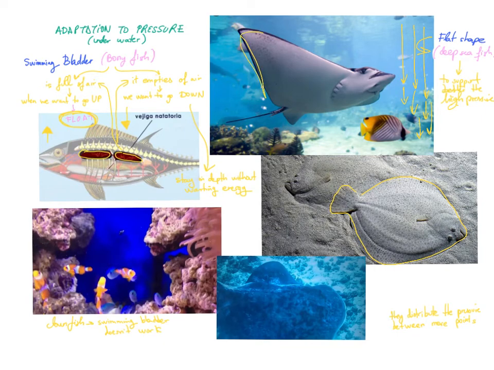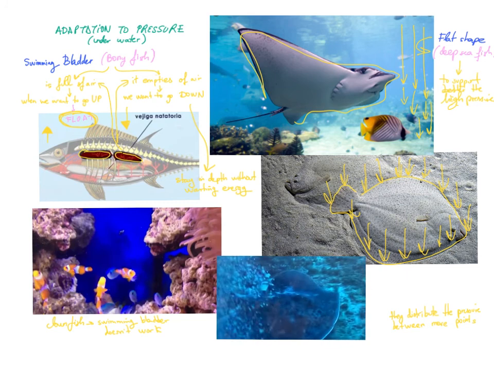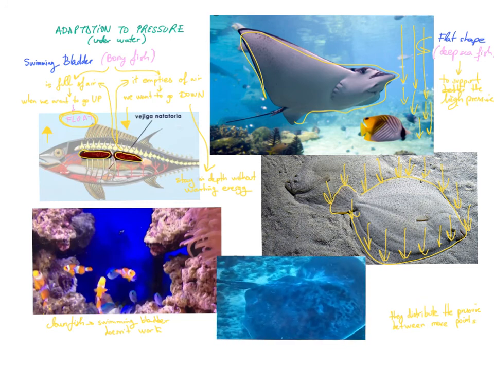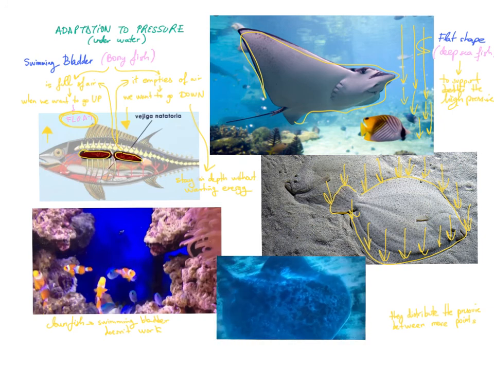Okay, they are flat. They are plane. Why? Because if you are plane, you distribute the pressure between more points, so you can survive with that pressure much better. We are watching here a flat fish swimming very deep in the ocean.